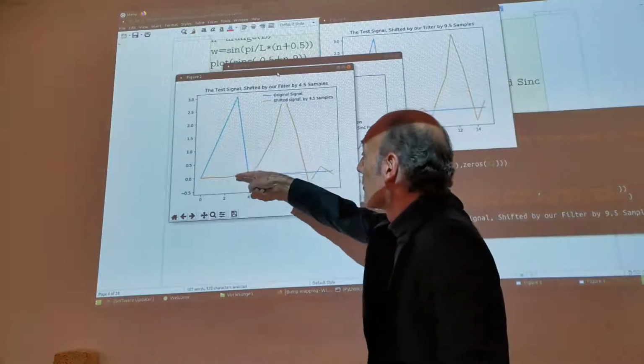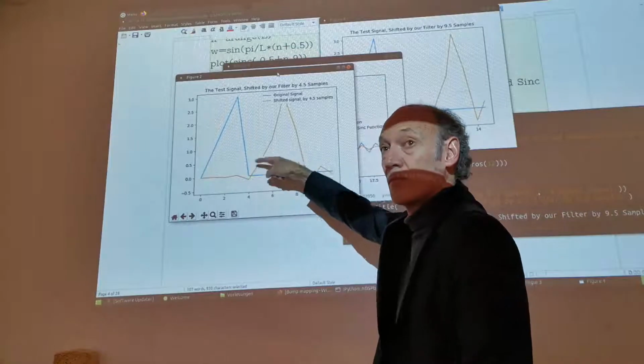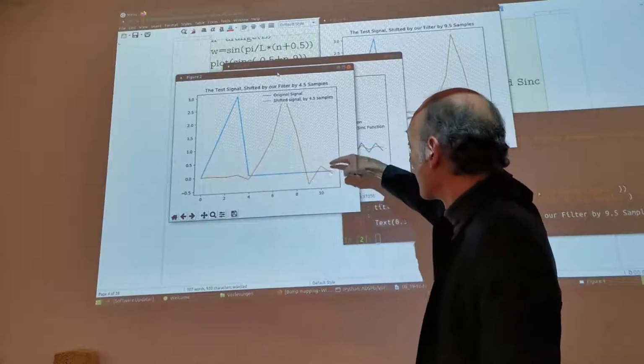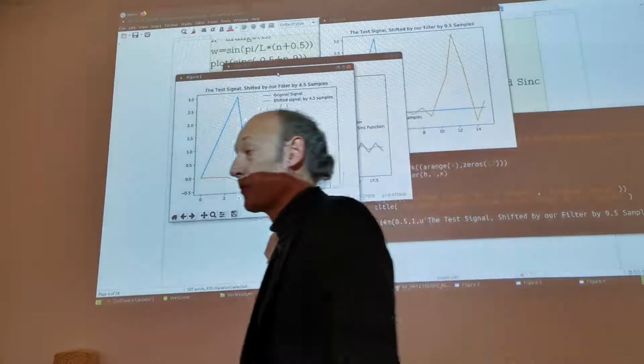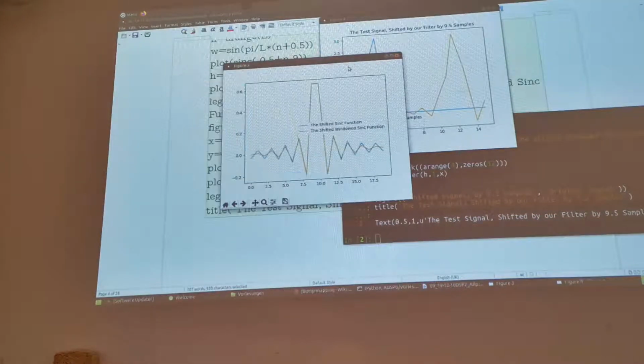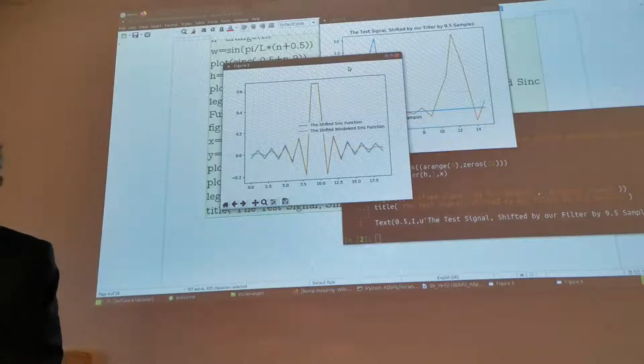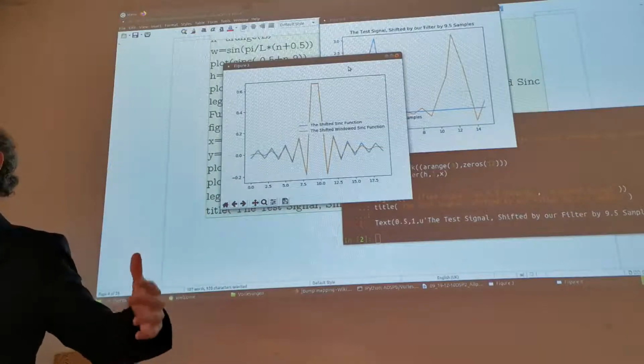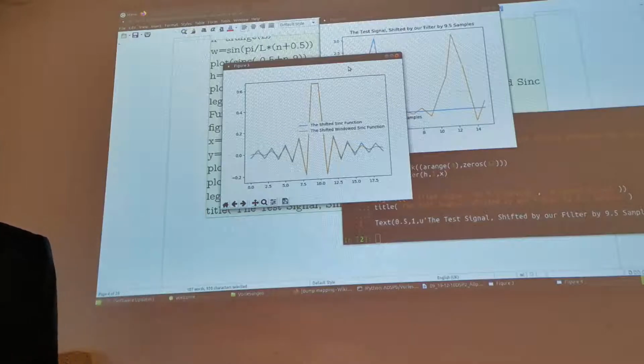But you see we have also artifacts, like these ripples in the beginning and some ripples here in the end. So it doesn't actually look so great. It's doing the shifting, but it also has visible artifacts. So that's why we tried another attempt. What do we do if one filter is not good enough? We make it longer.